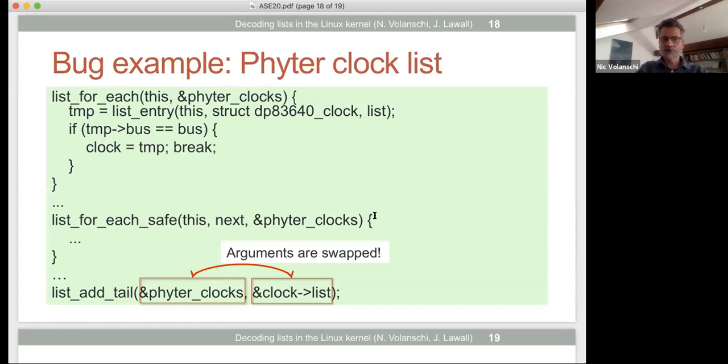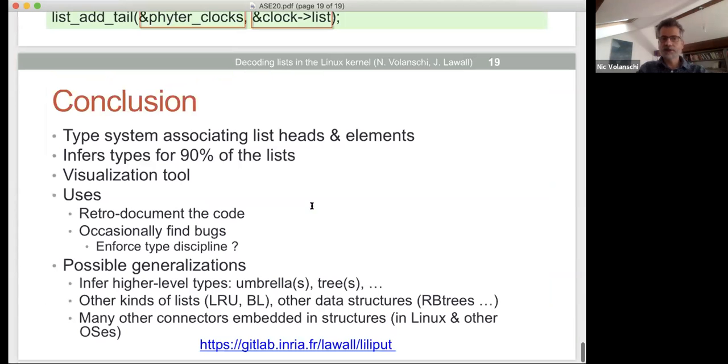In conclusion, we defined a type system associating list heads to list elements, which works for 90% of the lists above, and is accompanied by a visualization tool helping to understand complex patterns involving lists. Our tools can be used to retro-document the code to fill in the missing comments, for instance, but also occasionally to find some bugs through this notion of type smells.